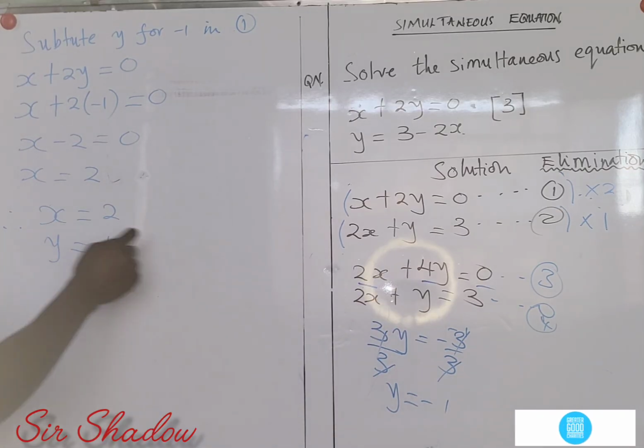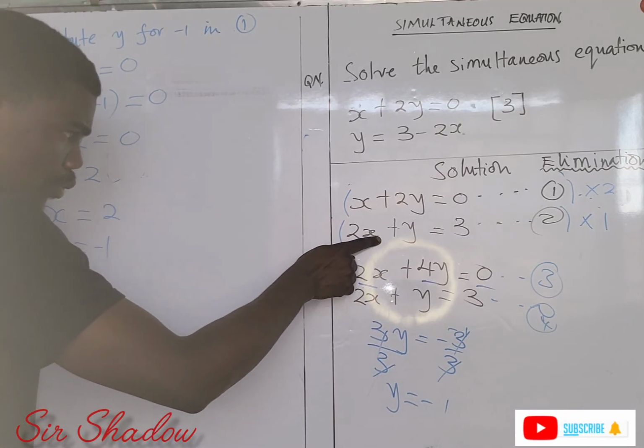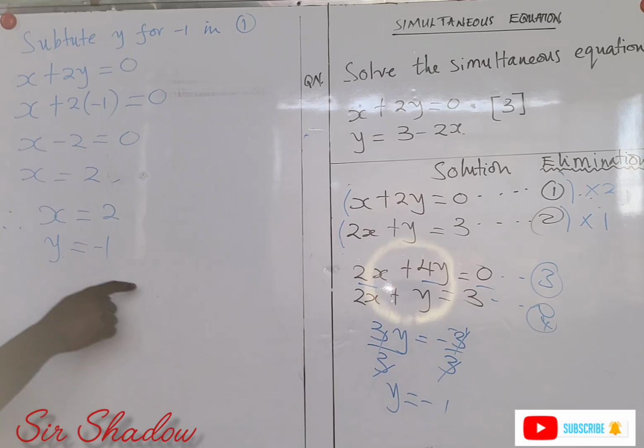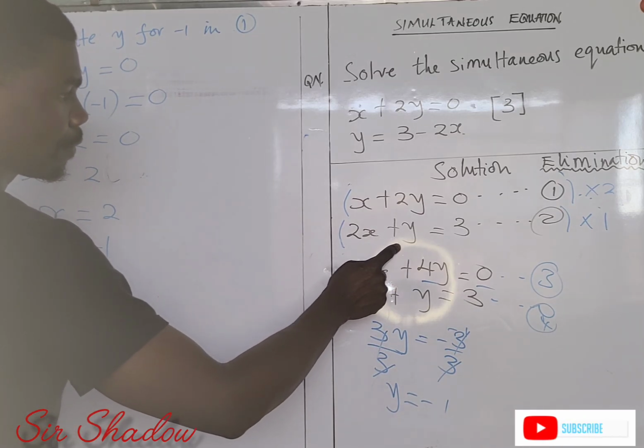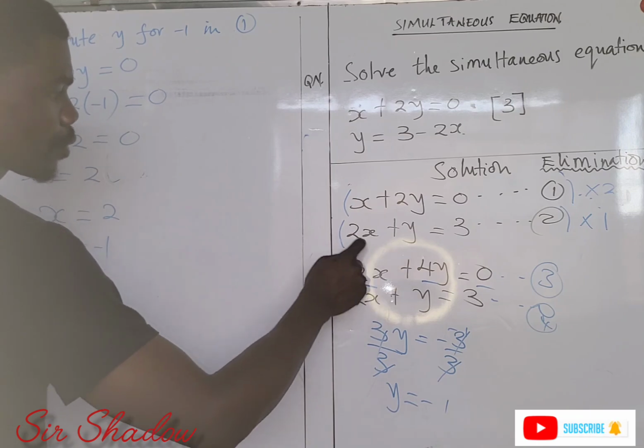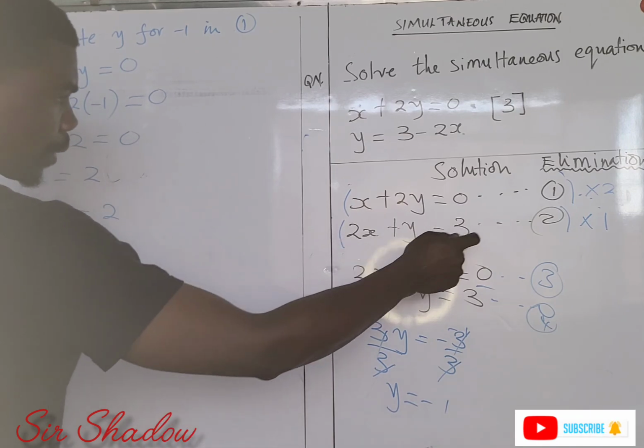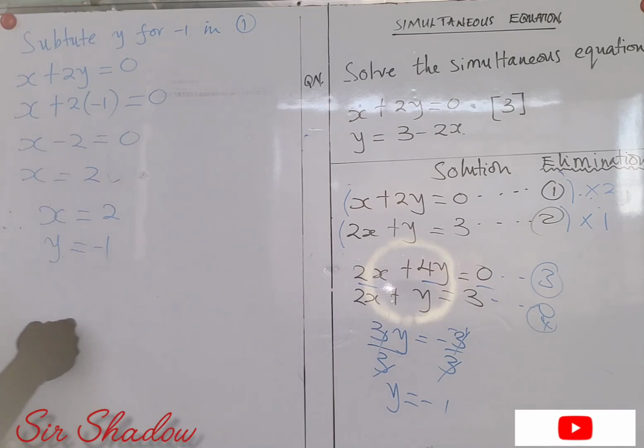Let x be equal to 2. X is 2 here, so 2 times 2 we get 4. Then y is minus 1. Positive times negative gets negative. So 4 minus 1, you get 3. Hence, it's true that x is equal to 2, y is equal to minus 1.